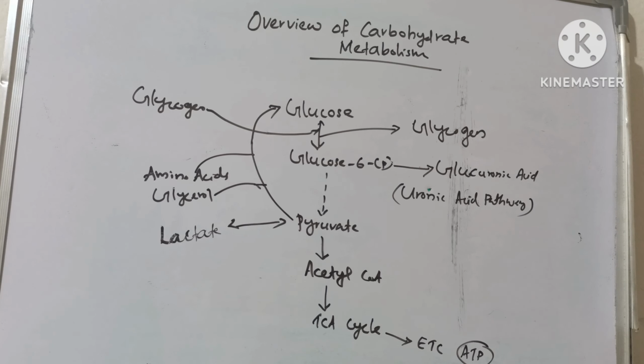Another pathway in carbohydrate metabolism is uronic acid pathway. Here glucuronic acid is formed, which is important in the synthesis of proteoglycans and glycoproteins and in conjugation reaction.